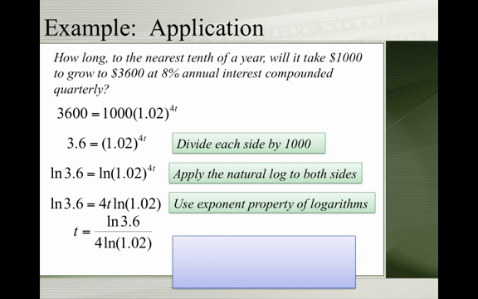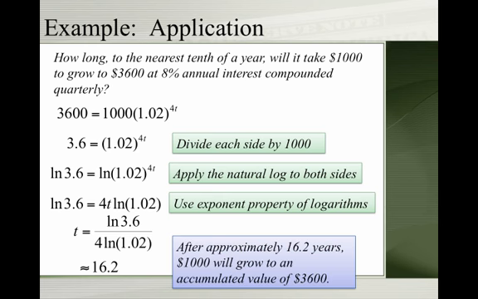This is our exact solution, but this certainly doesn't make sense to us in terms of a year, does it? If you asked me how long will it take you to take the exam, and I said, have no fear, it'll be ln of 3.6 divided by 4 times ln of 1.02, what the heck does that mean? Let's talk time in the way we understand it. So we plug this in our calculator and get approximately 16.2. And so after approximately 16.2 years, $1,000 will grow to an accumulated value of $3,600.